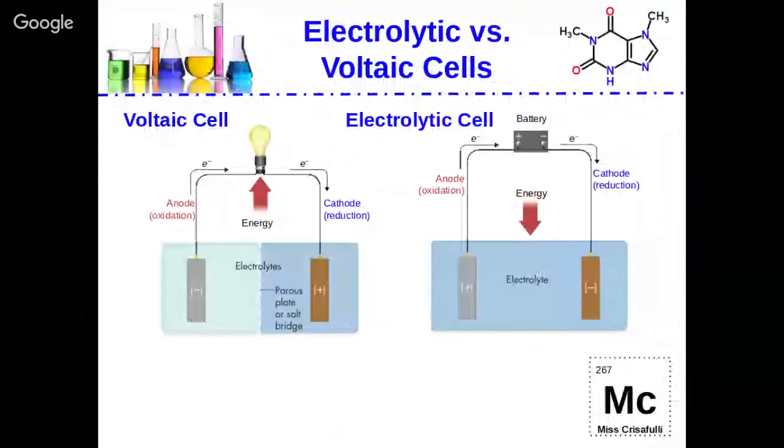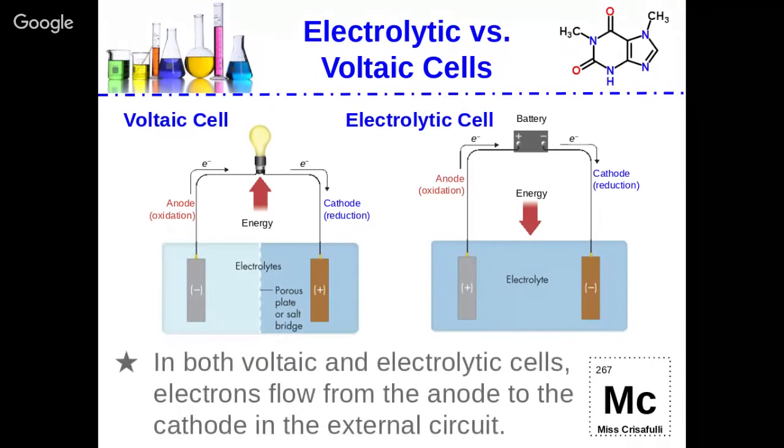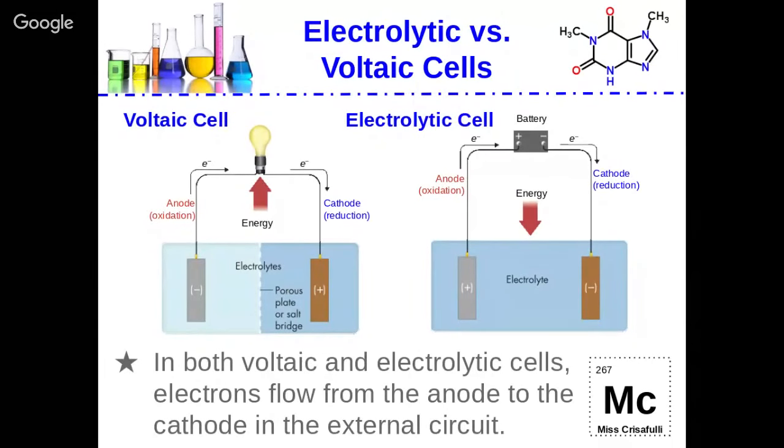So if we were to look at the difference between the two, voltaic versus electrolytic, electrolytics basically have a battery. They're the same thing as a voltaic cell. They don't have a salt bridge, and they do have a battery. So in both voltaic and electrolytic cells, electrons flow from the anode to the cathode in an external circuit.